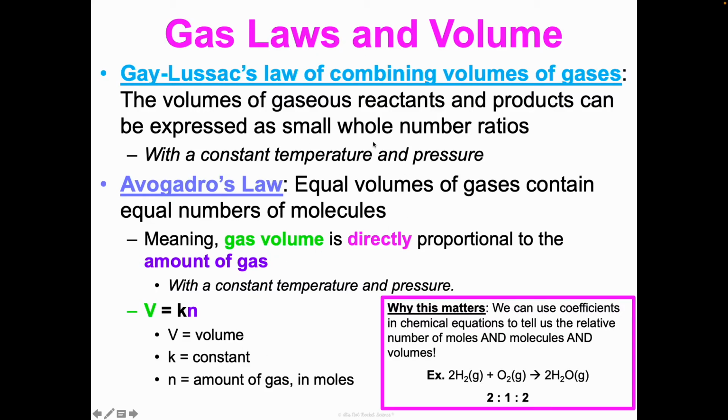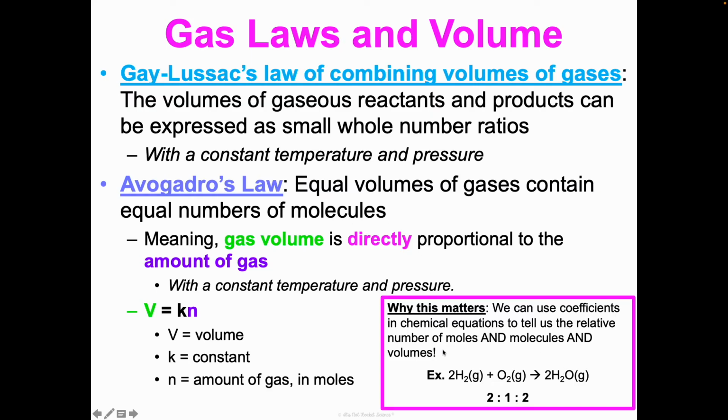It matters because of these whole number ratios. We can use coefficients in chemical equations to tell us the relative number of moles. That's what you've been doing. That's what you did in Unit 6 stoichiometry when you'd be like 3 moles of carbon dioxide to 2 moles of hydrogen gas, or whatever based on the equation. But now we can use it to represent the number of molecules, thanks to Avogadro's law, and we can use it to represent volume.